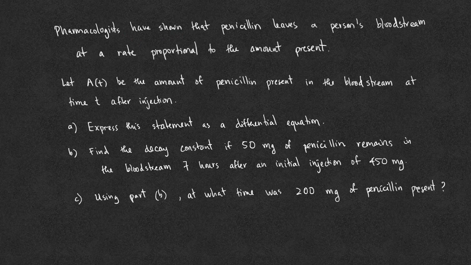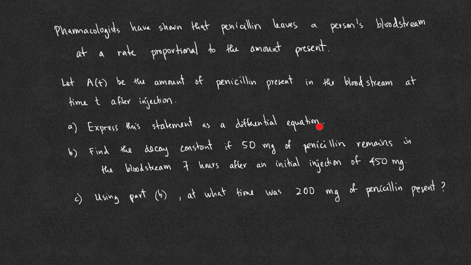Pharmacologists have shown that penicillin leaves a person's bloodstream at a rate proportional to the amount present. Let A of t be the amount of penicillin present in the bloodstream at time t after injection. Part A. Express this statement in a differential equation.